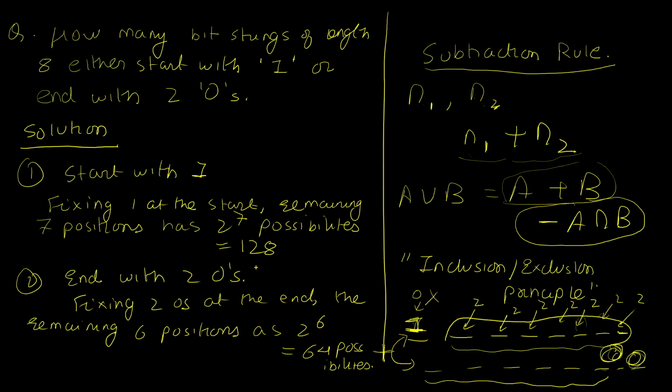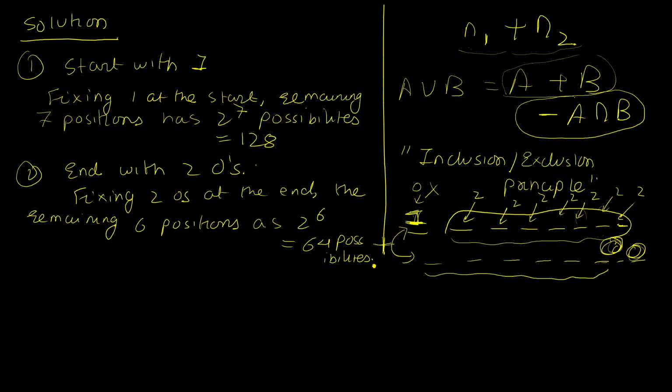And now can I simply add the 128 and 64? I cannot, because when I counted everything that started with 1, I also counted things that had 2 zeros on the end. And when I counted things that end with 2 zeros, I also included a few things that started with a 1. So there is an intersection between things that start with 1 and things that end with 2 zeros. So what is the number of that intersection? We want to find out that number of intersection and then subtract it later. So let's find out that first.